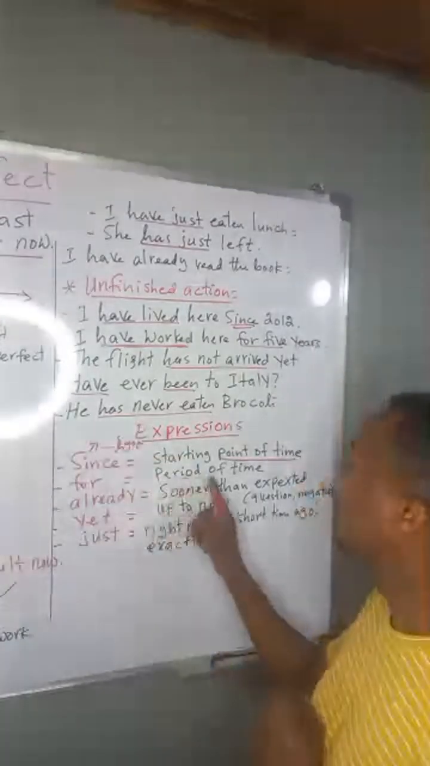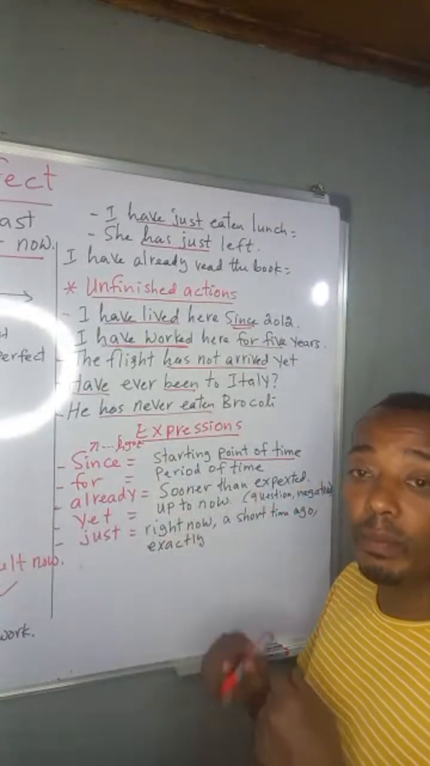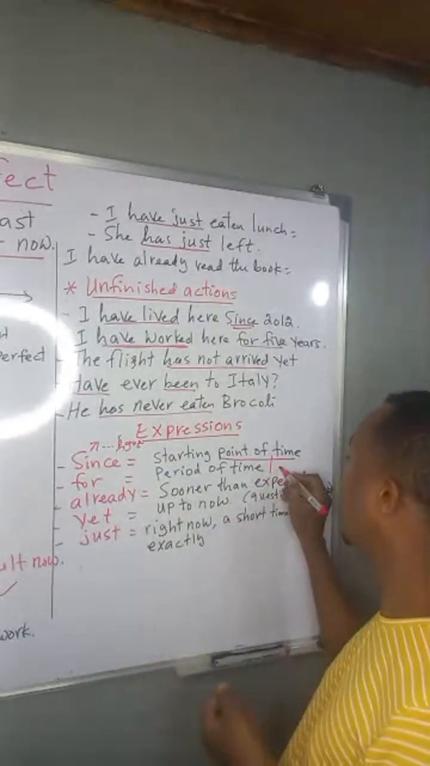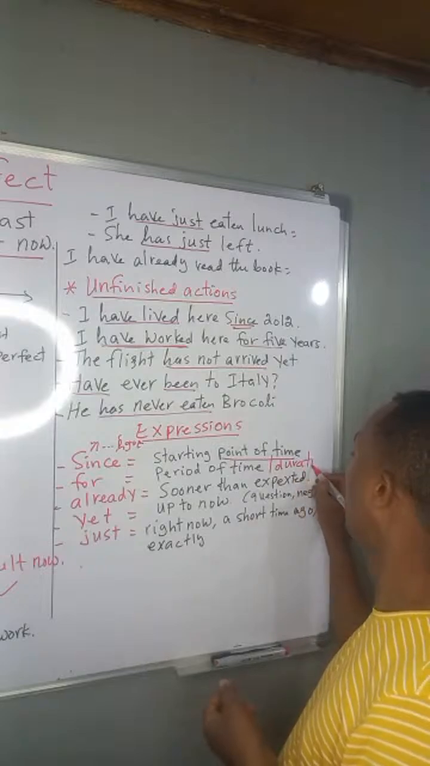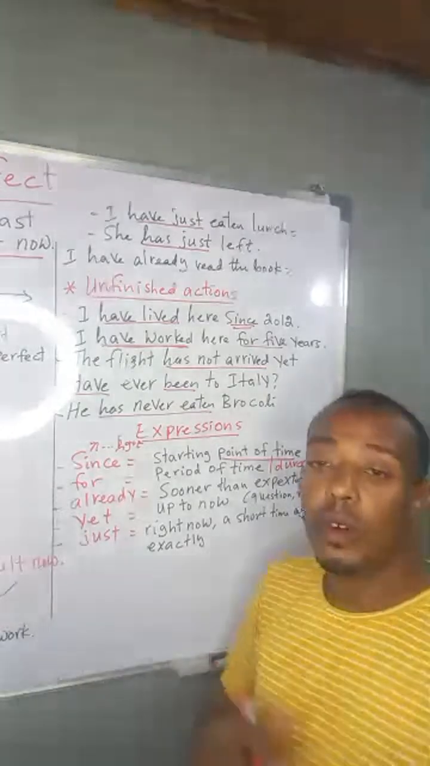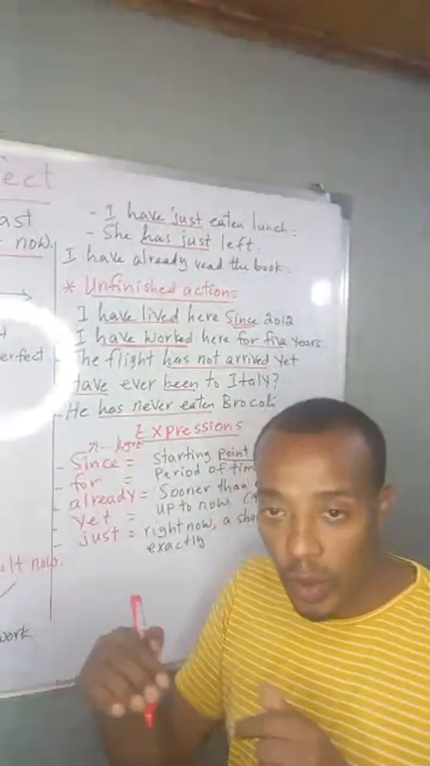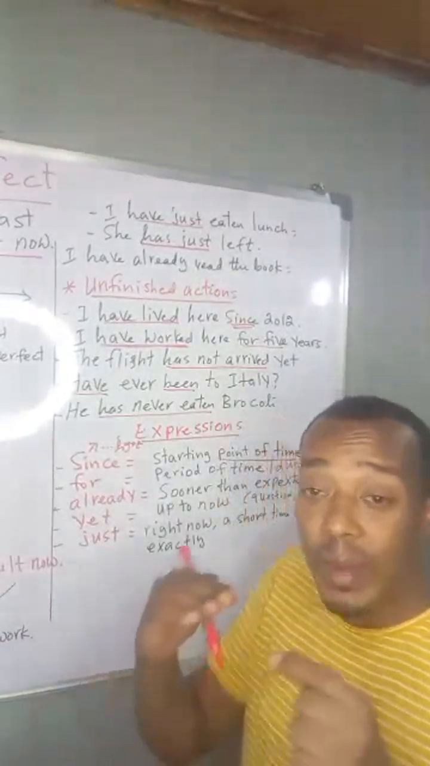For indicates what? Period of time. For indicates period of time, or it indicates duration of time. Duration. For how long time? For how long time?